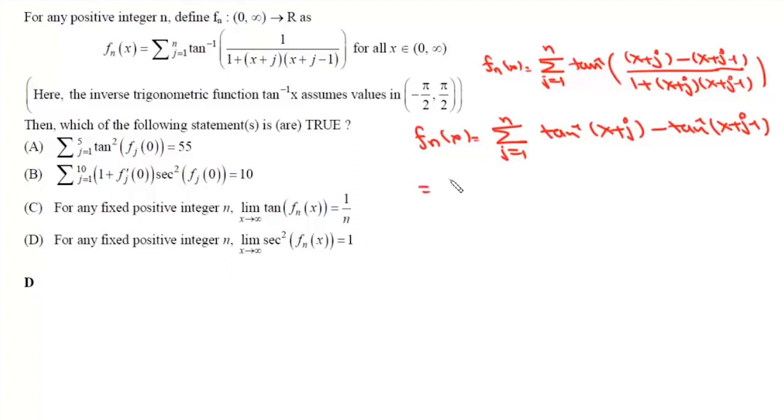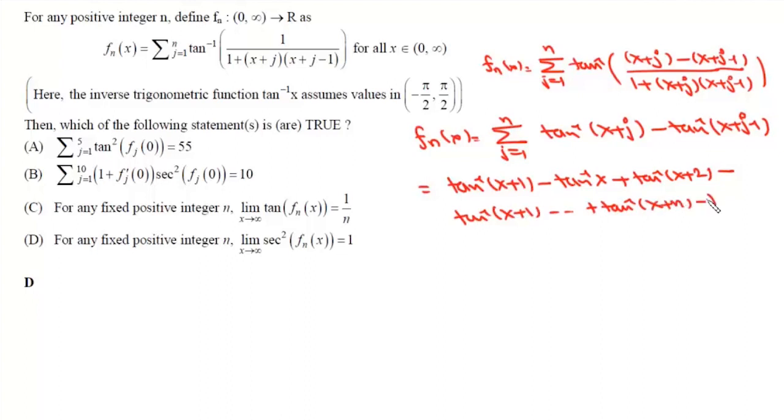Now if we put j as 1, it will be tan inverse (x plus 1) minus tan inverse x, plus if we put j as 2, it will be tan inverse (x plus 2) minus tan inverse (x plus 1), and we will continue up to tan inverse (x plus n) minus tan inverse (x plus n minus 1). Now here in this case, tan inverse (x plus 1) will cancel. So all these terms, they'll keep getting cancelled. So we'll have this term, and in the end we'll also have this term.